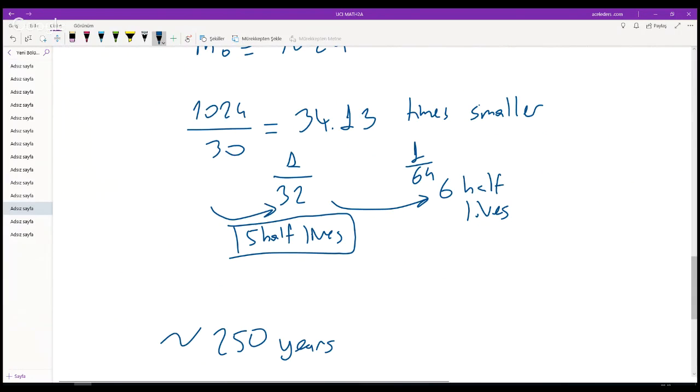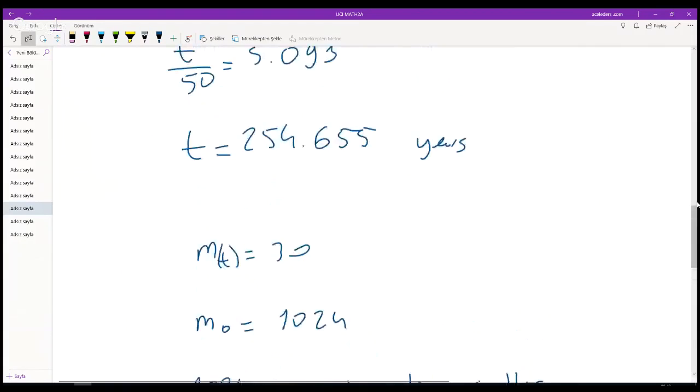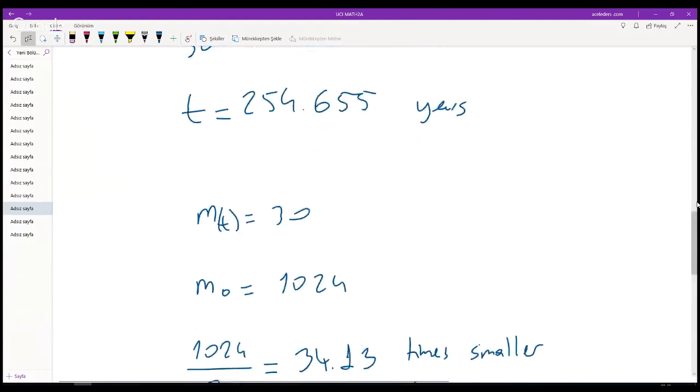But otherwise, the formal solution is the one with logarithms. Okay, guys?